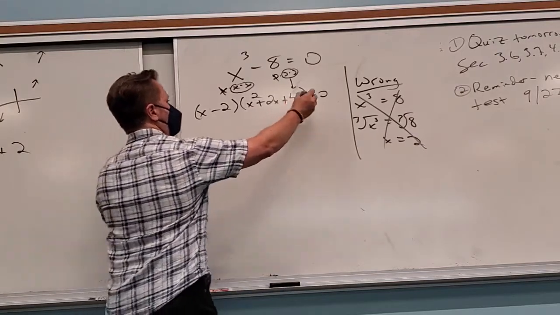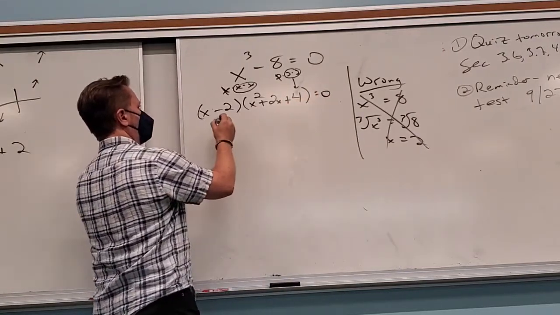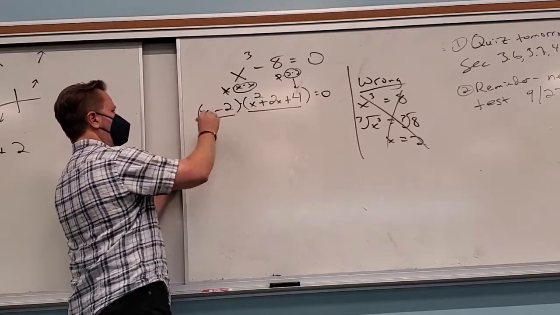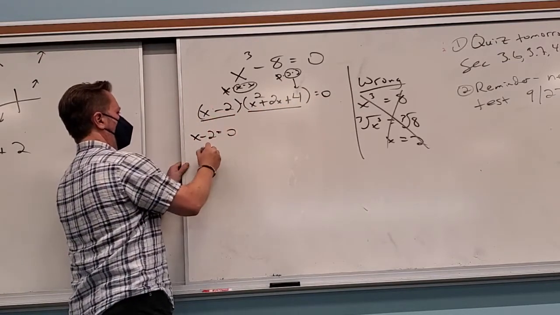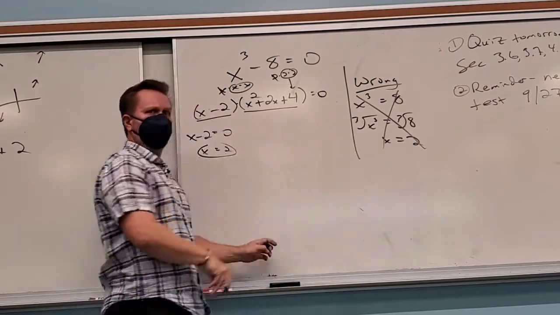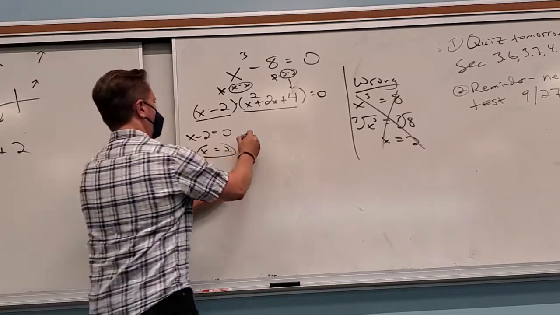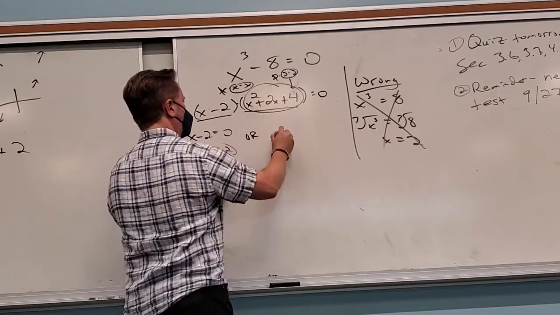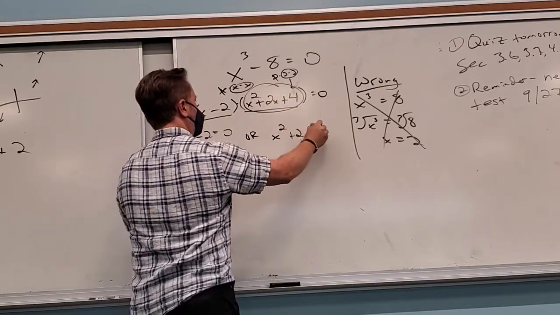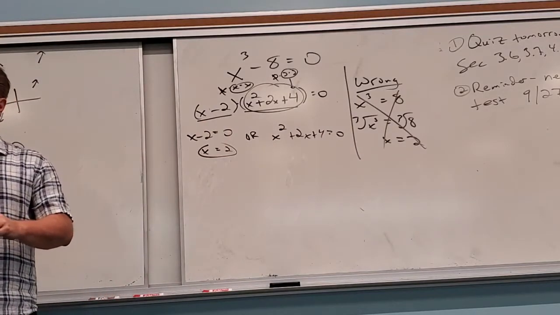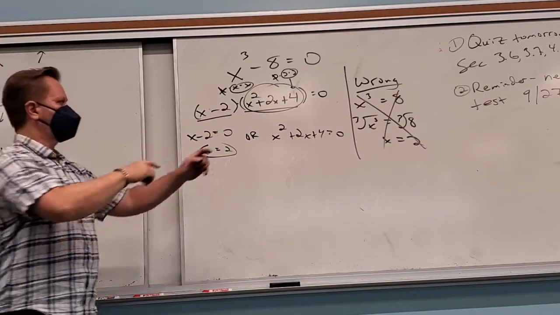What can I do now? I have something times something is 0. So either this is 0, and then you're like, well, there's the answer. It's 2, Jeff. Okay, that's the real answer. Or this is 0, correct? Isn't that how I do it when I factor? I just set each piece equal to 0? Yeah. And then how do I solve this?